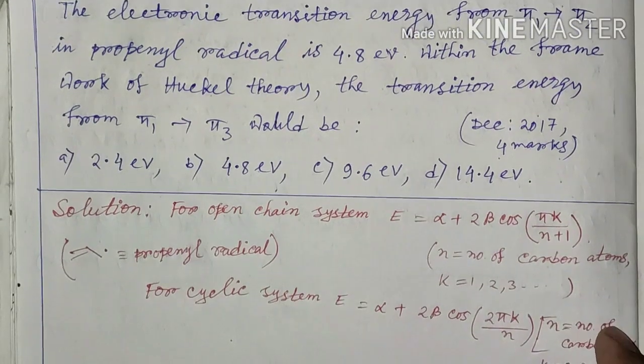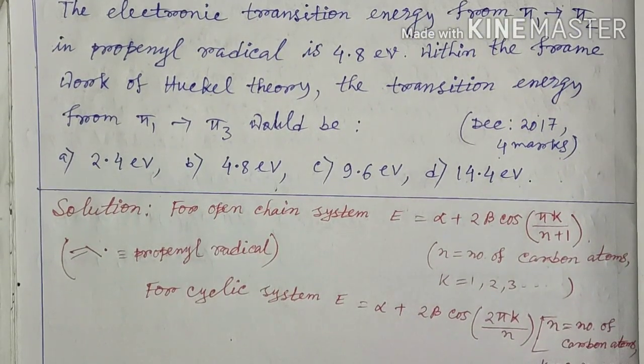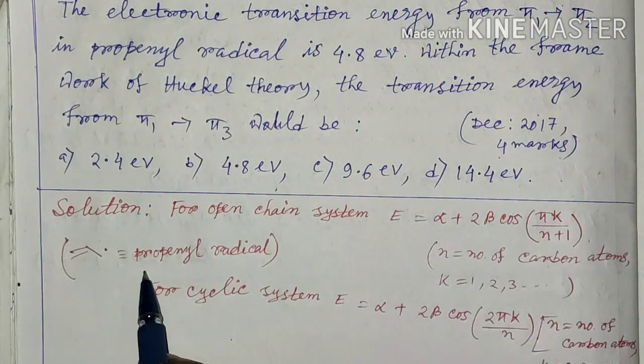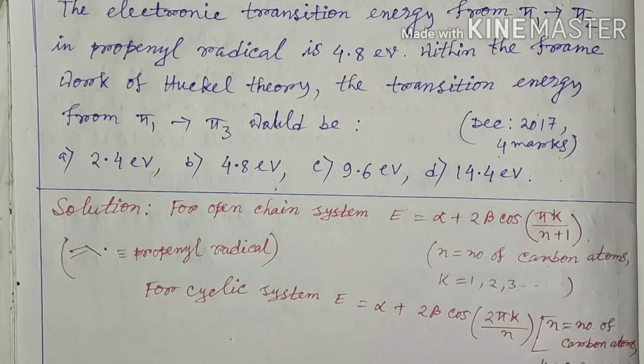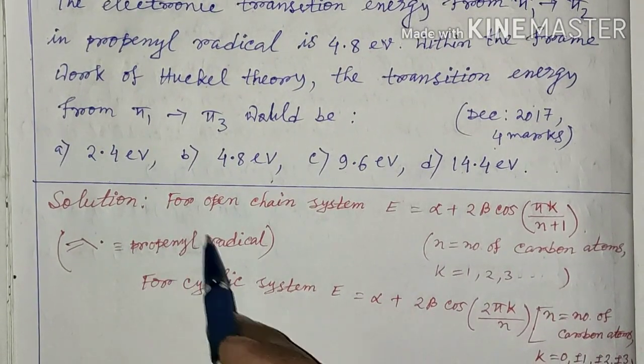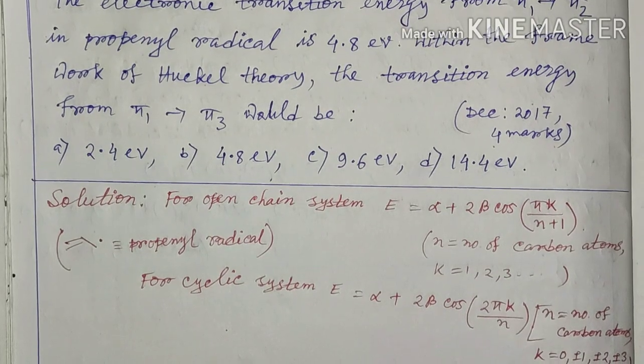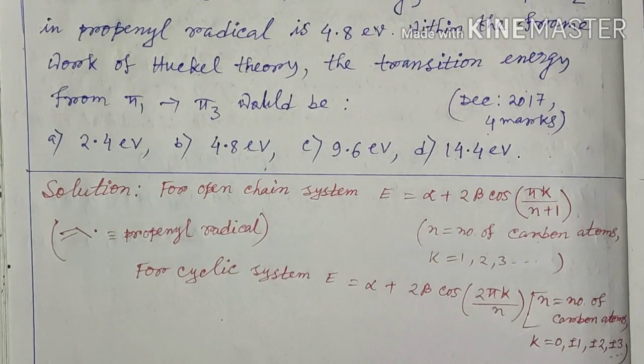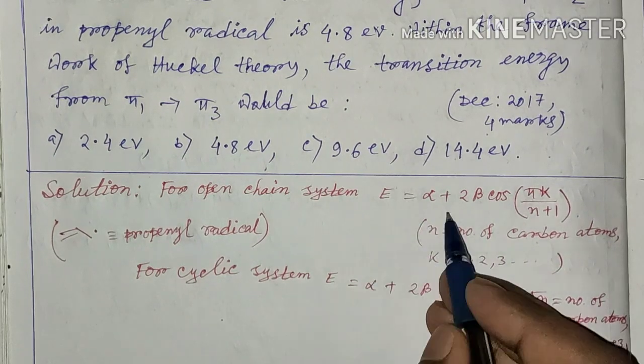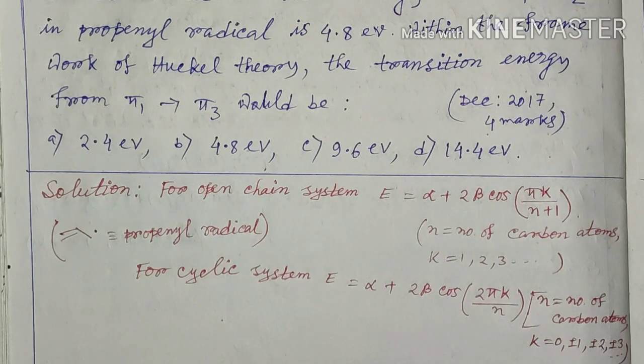Now, to calculate the transition energy, first of all we have to know the different electronic energy levels for propenyl radical. This is propenyl radical. Now we can calculate the energy levels for this system using Huckel theory by forming a secular determinant, or by using such a formula. Solving the energy levels by secular determinant will be tedious and time consuming, so we are calculating the different energy levels using this formula.